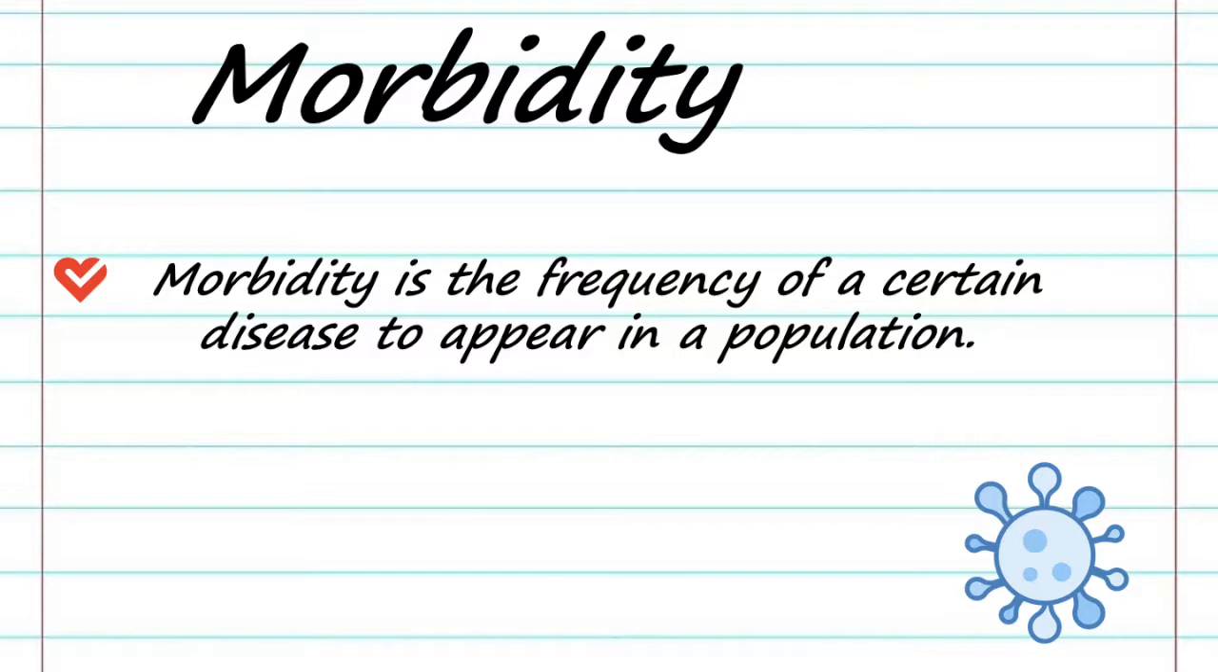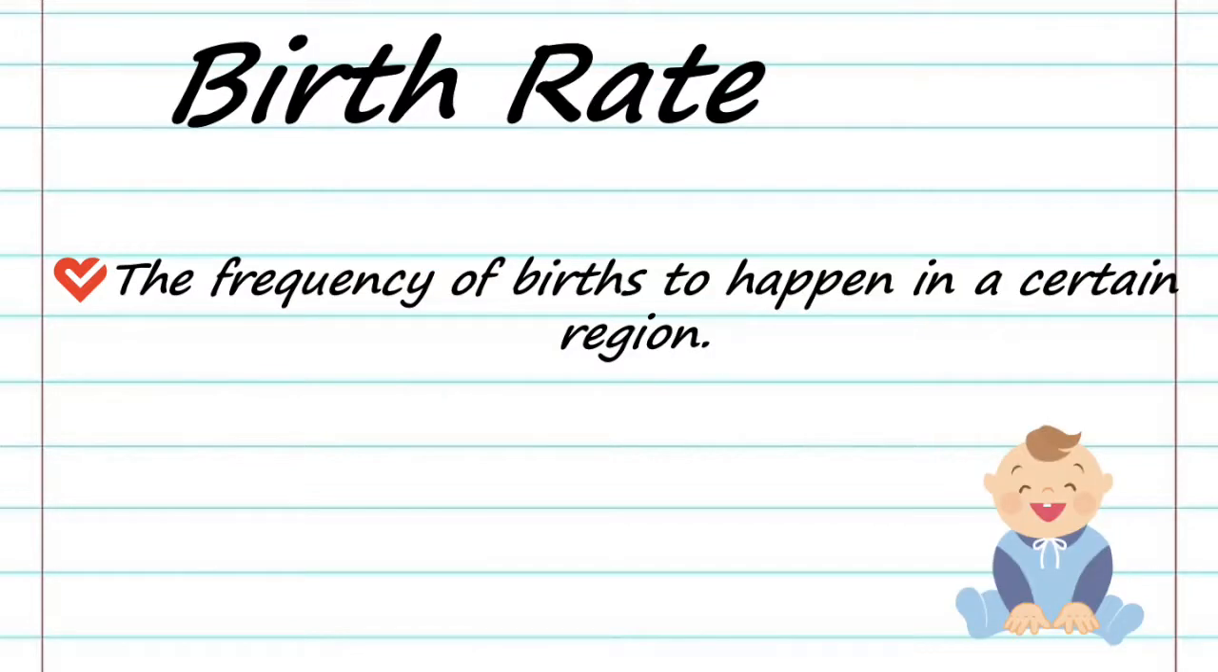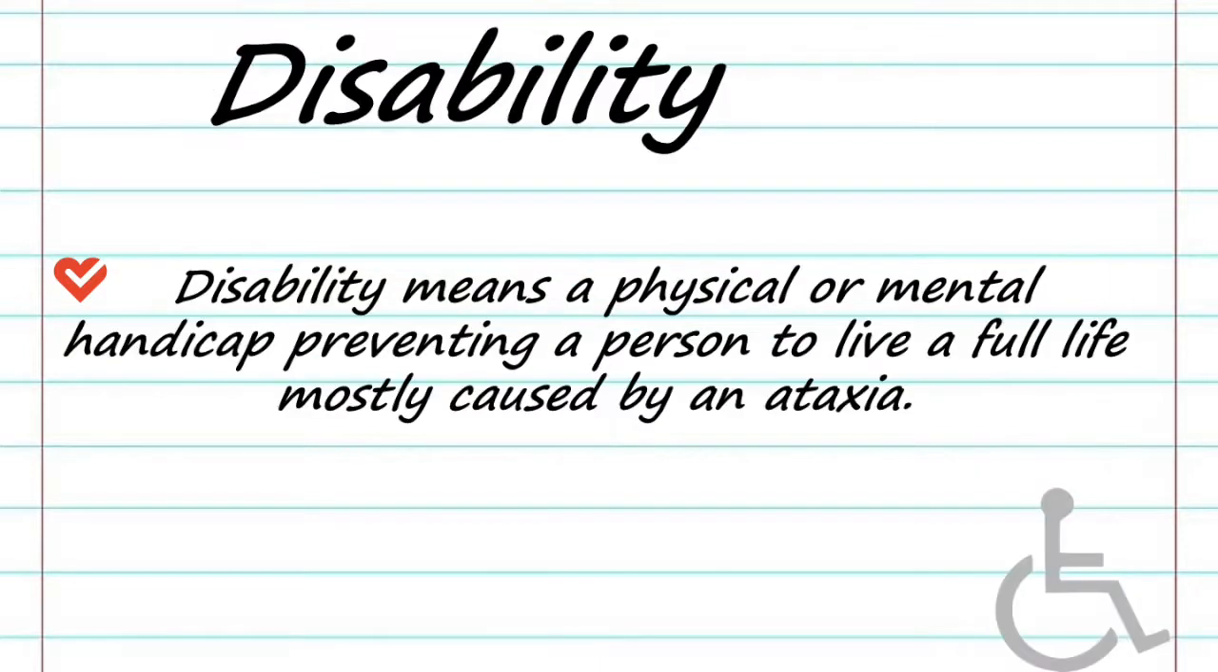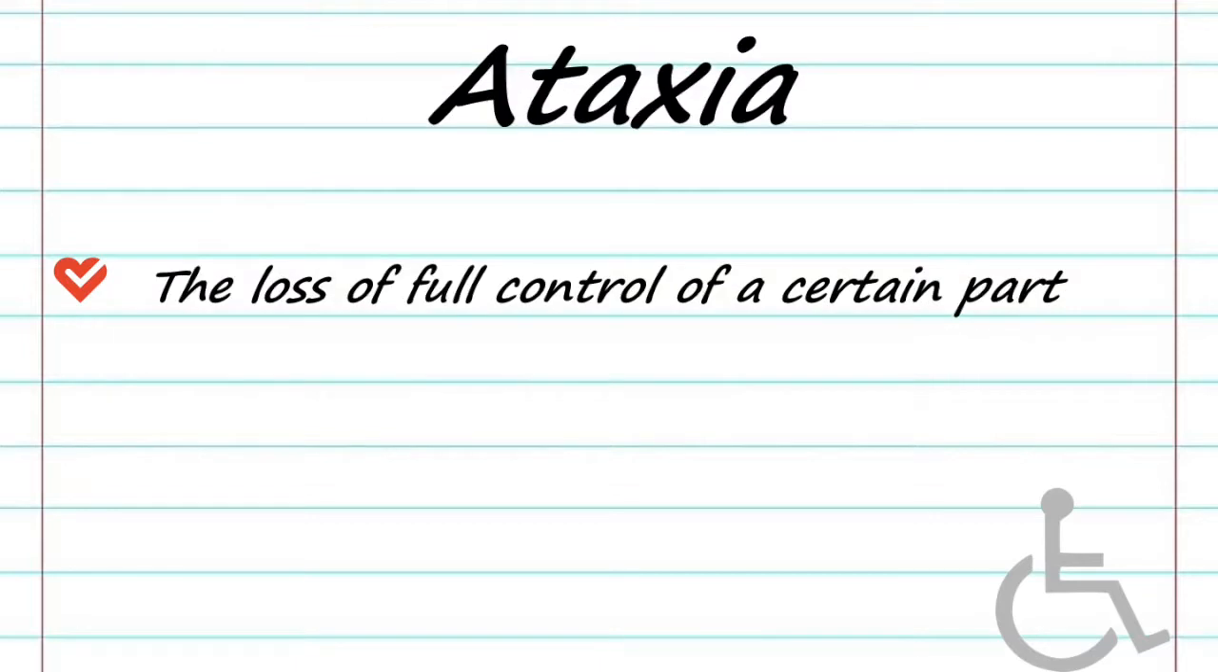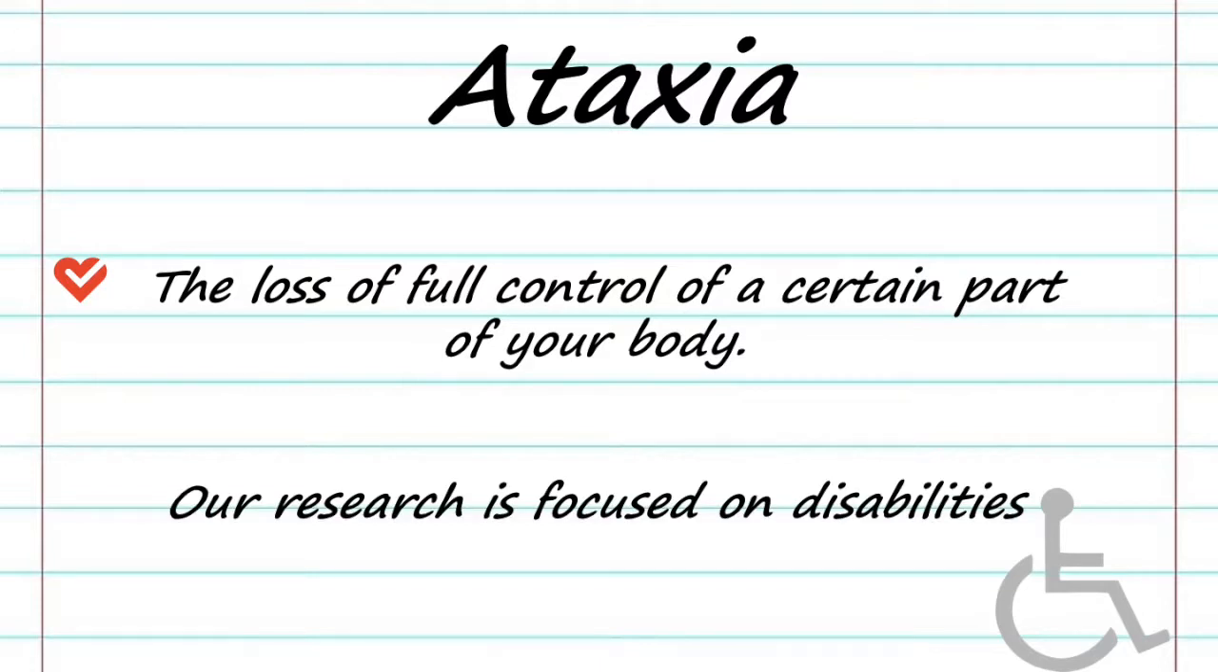Morbidity is the frequency of a certain disease to appear in a population, and the birth rate is the frequency of births that happen in a certain region. Disability means a physical or mental handicap preventing a person from living a full life, mostly caused by anaesthesia, the loss of full control of a certain part of your body. For purposes of the challenge, our research is focused on disabilities.